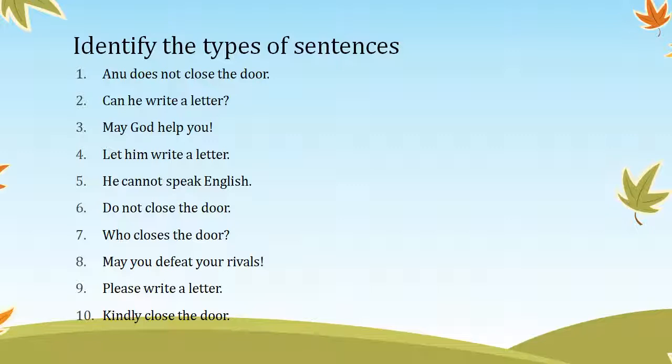You already know, but again I want to repeat for you. There are the 5 types of sentences. One is statement, declarative, and assertive. Second is imperative. Third is interrogative. Fourth is exclamatory. And fifth is optative sentence. So which type of sentence they are, that you have to write.